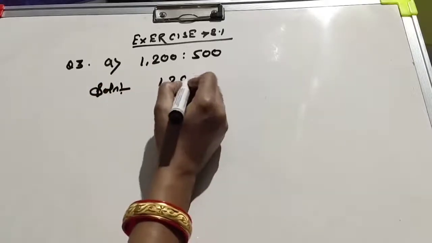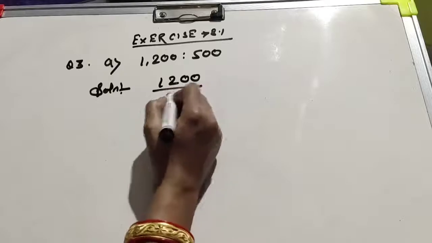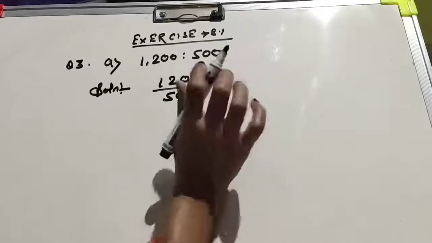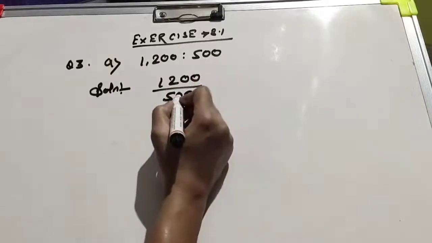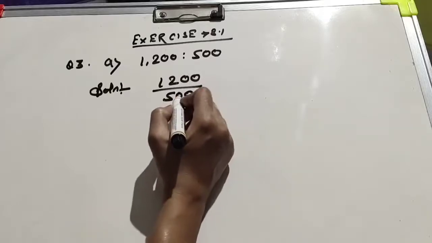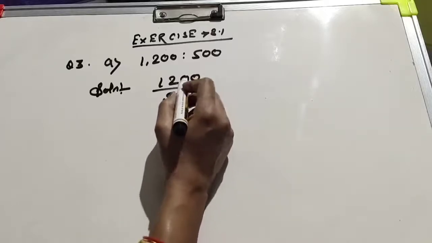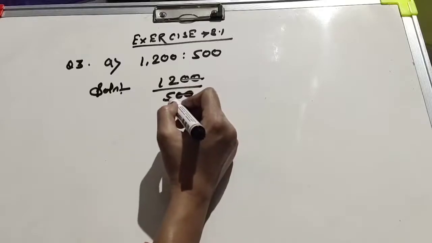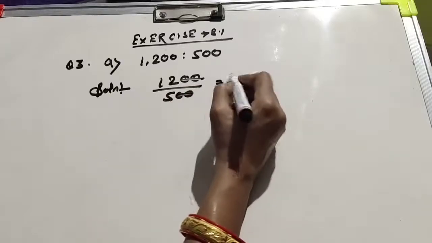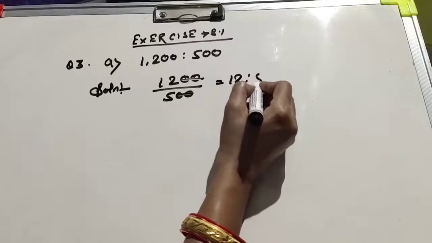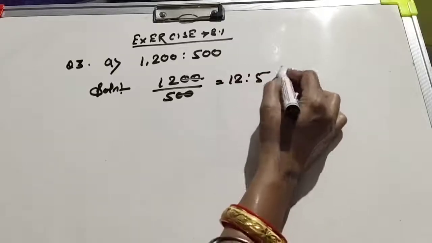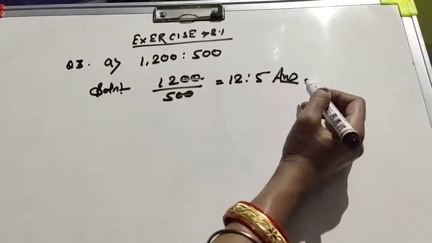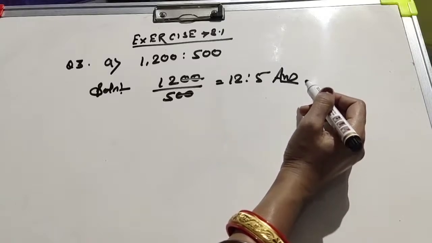So 1200 by 500. You know the easy process: if 20 is given on the numerator side and 20 is given on the denominator side, then you can easily cut it. Now 12 by 5 is given, just you have to write 12 is to 5. It is called a simplest form. Understood?